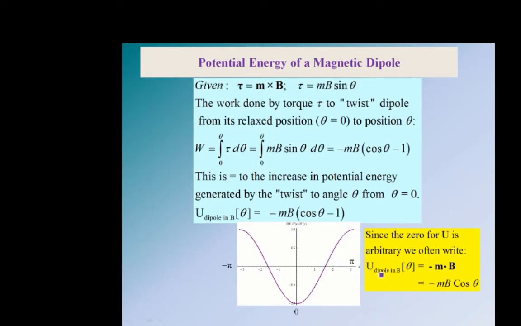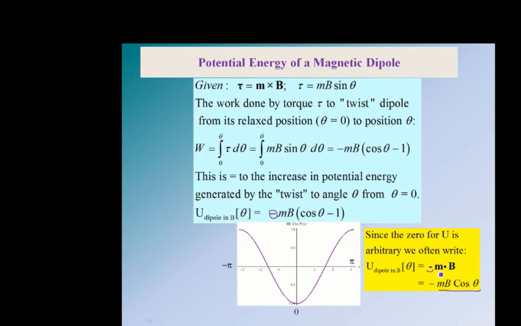We often write this as just the m dot B term, because m dot B is equal to this function here. And the minus sign takes into account that we have a negative term here in the integral which gave us this minus sign. This is the potential energy, and it's a very useful equation in terms of the m and the B.